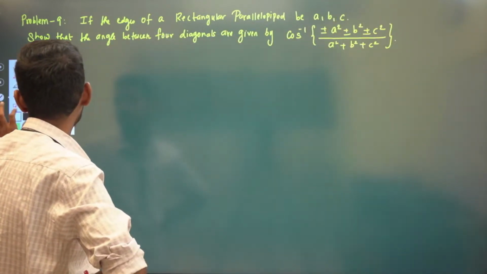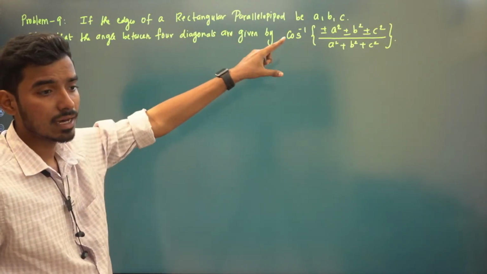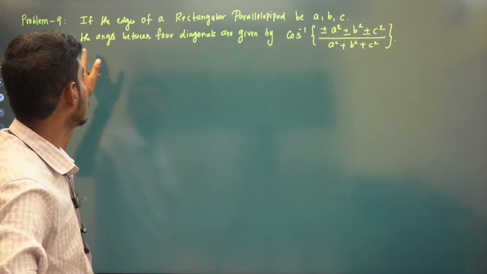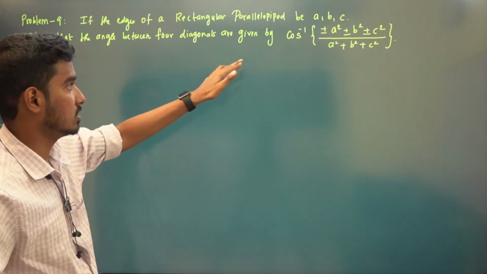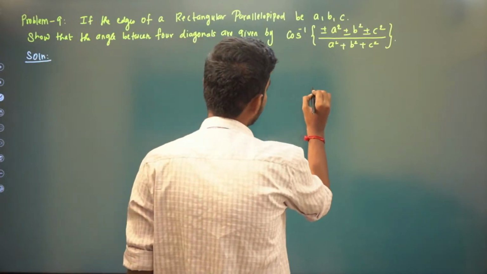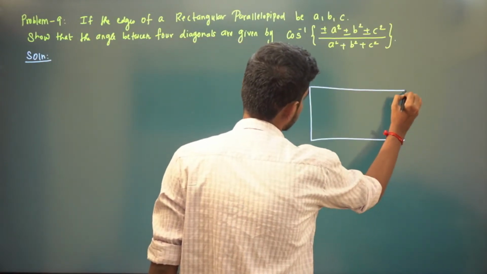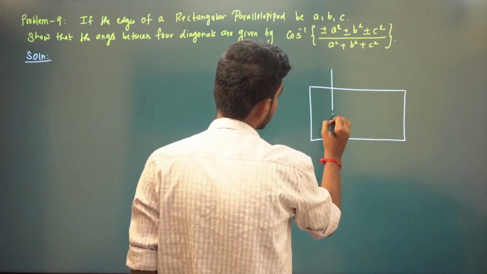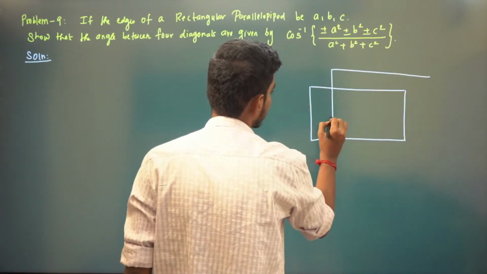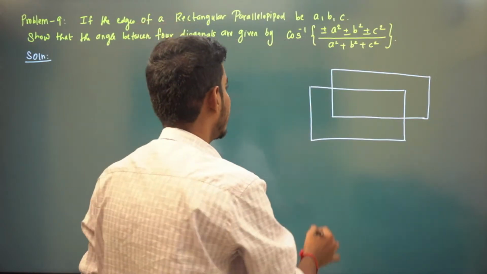So this is a very easy problem again. We have a rectangular parallelepiped whose edges are a, b, c. Show that the angle between the 4 diagonals is given by that. Again, very easy. So first we'll draw a rectangular parallelepiped.